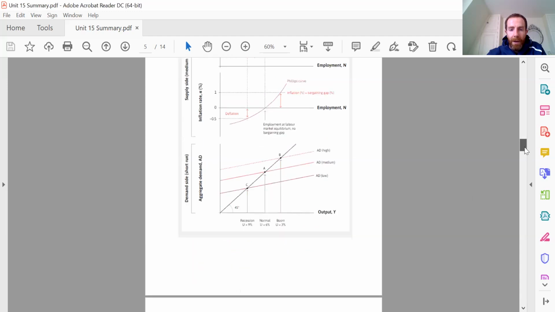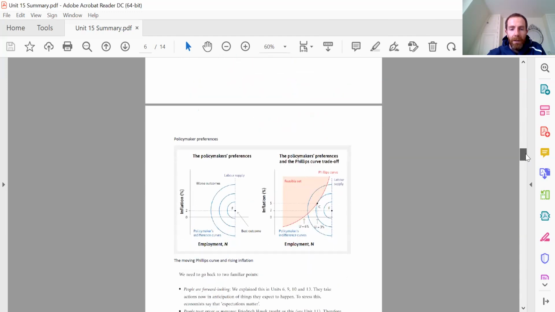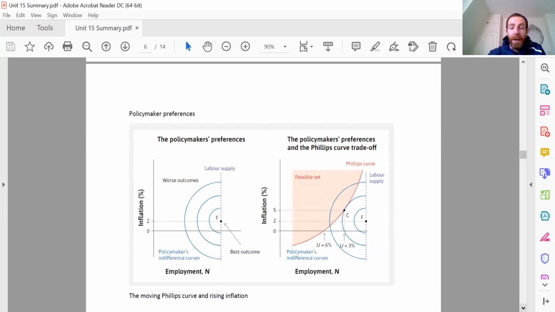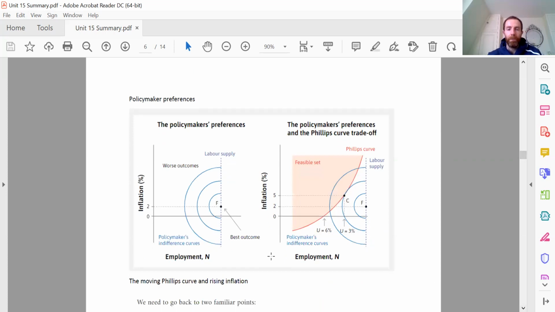Now, what we're going to think about next is how a policymaker might have preferences over different inflation rates and different employment levels. So first, let's start with this diagram on the right. And let's look at what it is trying to show us. So we've got employment increasing to the right. We've got inflation positive here, and then down here, deflation. And then we've got this very important line here, labor supply. So there is a maximum number of workers.